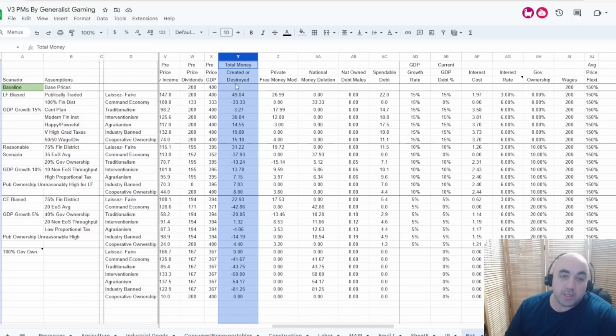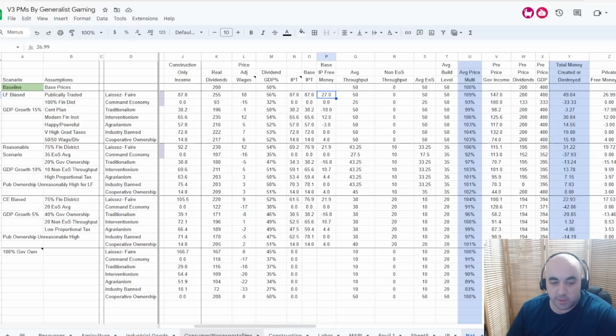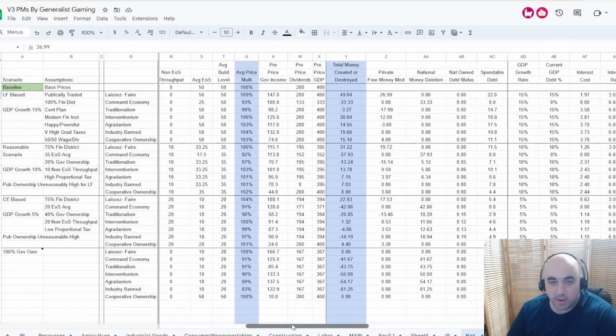Now, the things going into this total money created or destroyed factor that we have here are, and I think we've talked about this a little already, this private money, free money modifier that we are receiving from investment pool contribution, specifically the free money modifier portion of it. You can see here this is 27 and we have 26.99. I think there's a rounding occurring here. Yeah, they're both 26.99. I don't know why the other one's rounding and that one's not.